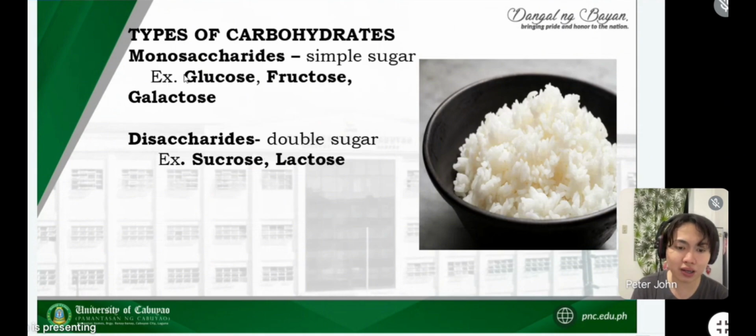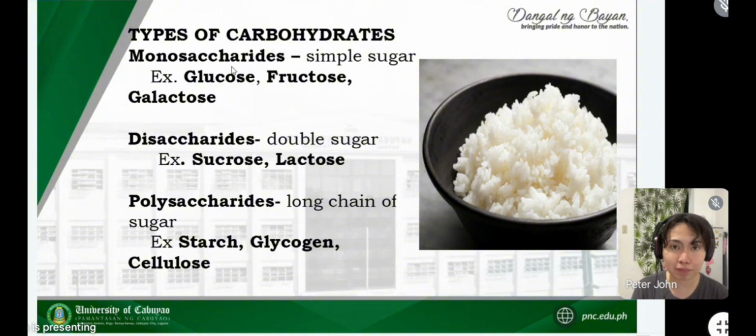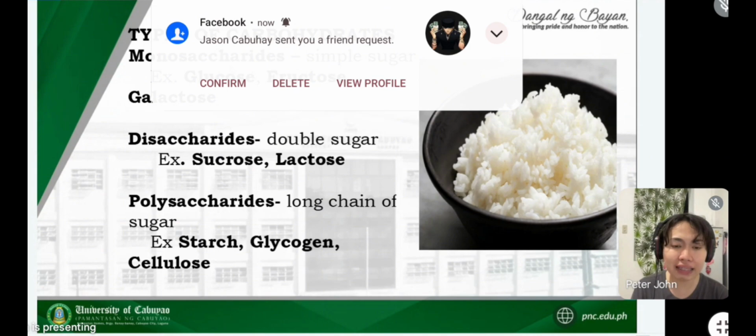We have the monosaccharides, disaccharides, and polysaccharides. So, pag sinabi natin monosaccharides, ibig sabihin one sugar or mas kilala natin bilang simple sugar. And pag sinabi naman natin disaccharides, ibig sabihin two sugars or pinagsama ng dalawang monosaccharides or double sugar. Next, we have also the polysaccharides, ibig sabihin many sugars or a long chain of sugar. So, in each type, meron tayong mga common na types or examples of it.